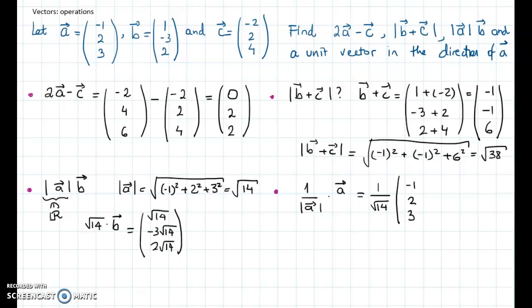This is the vector with components -1, 2, and 3. So this vector will be -1 over the square root of 14, 2 over the square root of 14, and 3 over the square root of 14. And those were the operations we wished to perform.